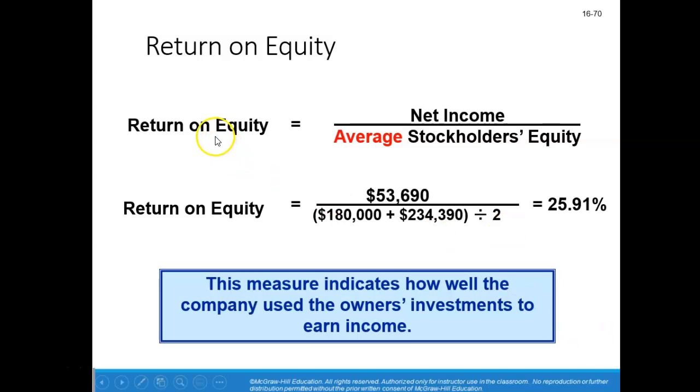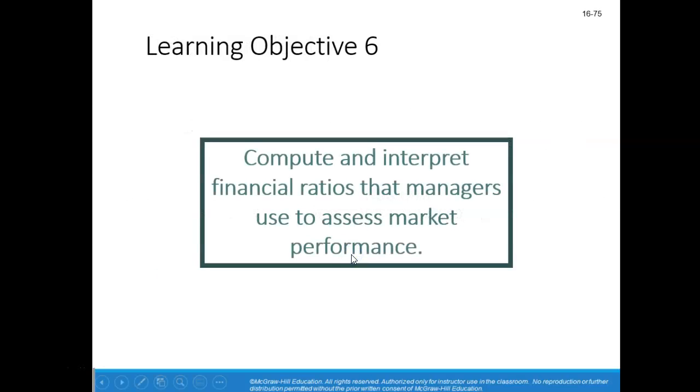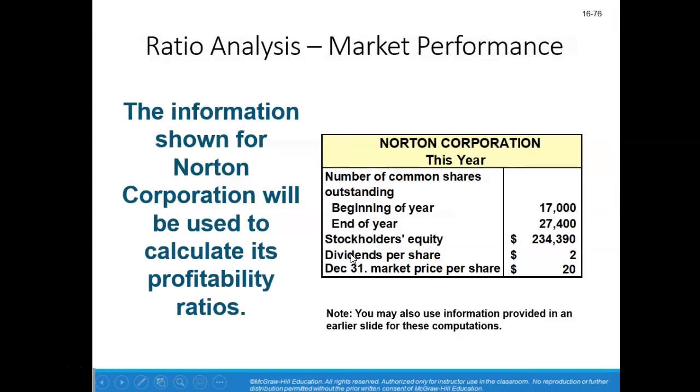So our return on equity is good. It's 25.91%. So what we're saying is that the use of equity resulted in net income. 25.9% of our equity resulted in net income for this corporation. Again, the higher the percentage, the better. It focuses on the use of equity to earn a profit for the business.